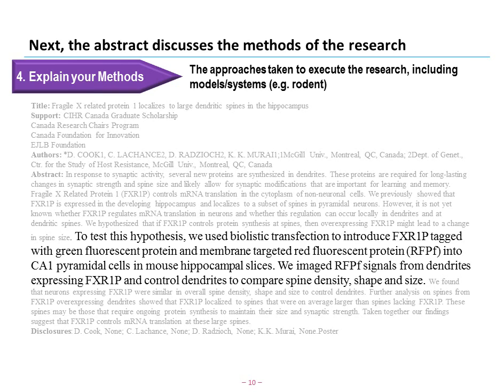Note that even in an abstract, you can explain your methods, and they do a good job here. To test this hypothesis, we use biolistic transfection to introduce FXR1P tagged with green fluorescent protein and membrane-targeted red fluorescent protein into CA1 pyramidal cells and mouse hippocampal slices. We imaged RFP signals from dendrites expressing FXR1P and control dendrites to compare spine density, shape, and size.